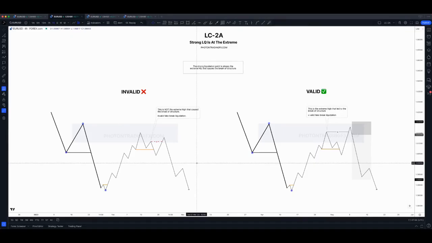Alrighty, so this is another common mistake that can seem quite a simple one, but I'm seeing it a fair few times now. Essentially, when we are looking at these fake break liquidations, it's the same rule we have always used, but we're always looking at the extreme high that leads to the break of structure for the liquidation. Okay, so let's go over the invalid example first.